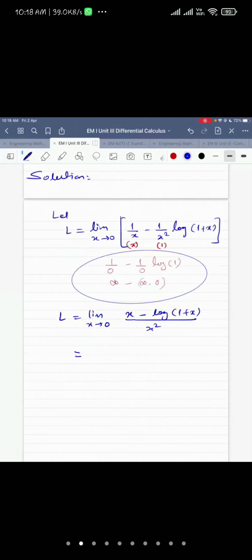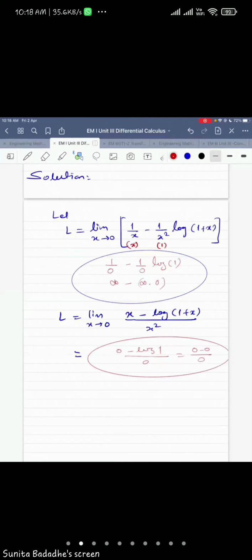Okay. So now see here, as x tends to 0, again I'll check the form. As x tends to 0, here it is 0 minus log 1 upon 0. So this is 0 minus 0 upon 0, right? That means I'm getting the 0 by 0 form. Whatever I'm putting in the circle, you need not write it in the examination. So 0 by 0 form. So by LHR, L is equal to limit x tending to 0.